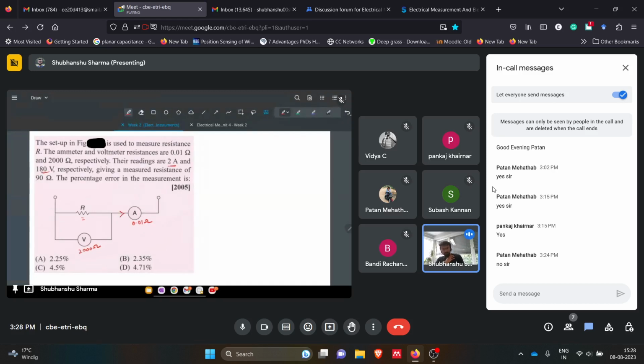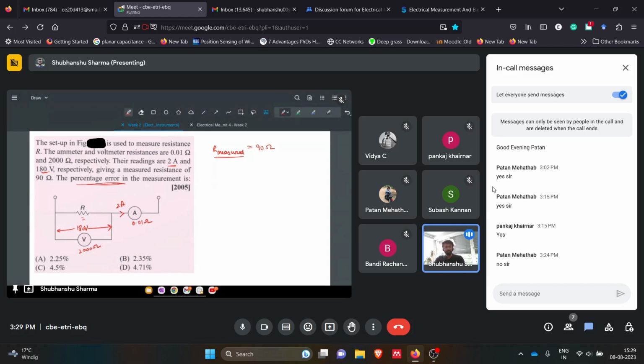So the readings are 2 amperes and the voltage across this is 180 volts, giving a measured resistance of 90 ohms. So R measured equals 90 ohms. The percentage error in the measurement is. When they say percentage error, that means what they have measured is not actually the true value of the resistance R. The second thing that should come to your mind is why it is not the true measured value of the resistance R.